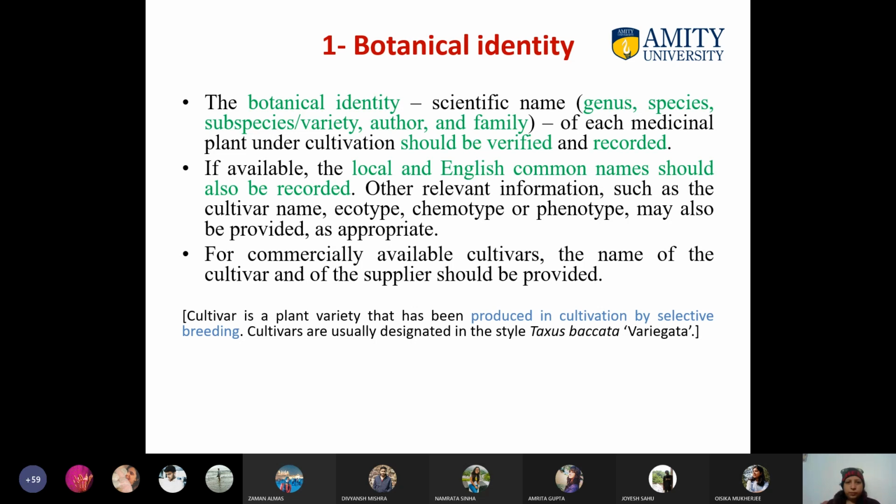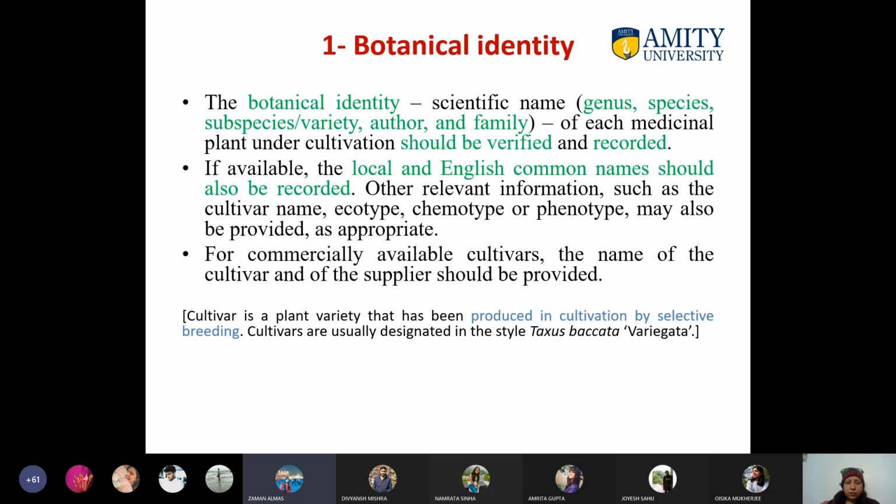Okay, so we would be studying about this botanical. Have you heard what I have said? Yes. Okay, Zaman, Almas, am I audible to you? Yes, ma'am. Now you're audible.